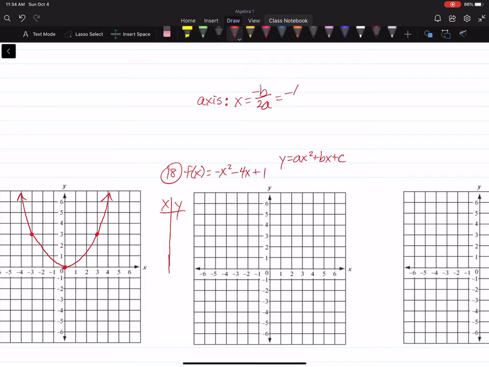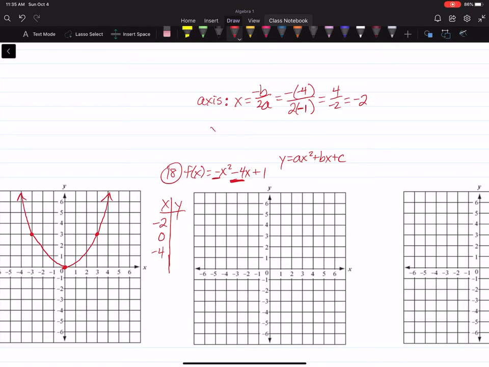So I plug in negative b over 2 times a. In this problem, b would be negative 4, and a is negative 1. So that's positive 4 over negative 2, which is negative 2. So that is my first x. For my second x, I always pick 0, and then I double the first one. So I multiply negative 2 times 2, which is negative 4 for the third one.